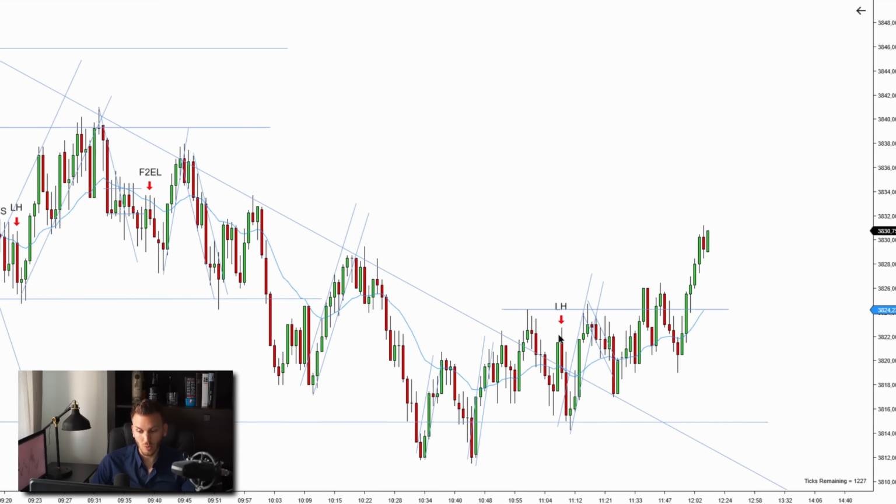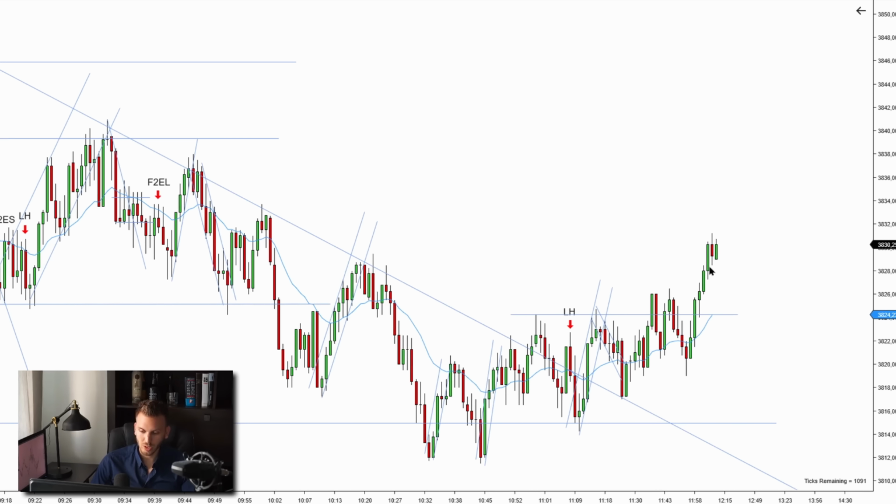And the last hour, we've been just chopping slowly but surely higher. So no clear bias at this point on. This is where you just have to wait until something happens, but this is pretty typical before FOMC. So I hope you find some decent trades on a day like this.